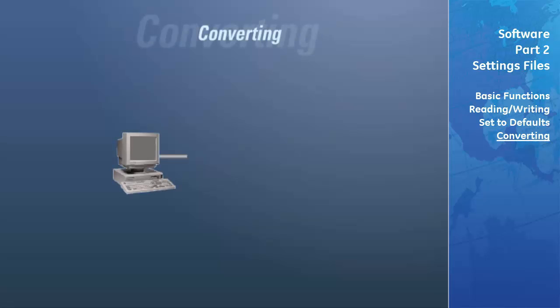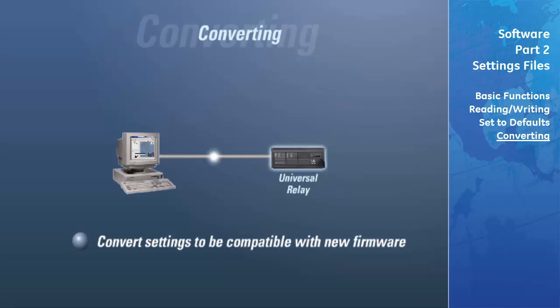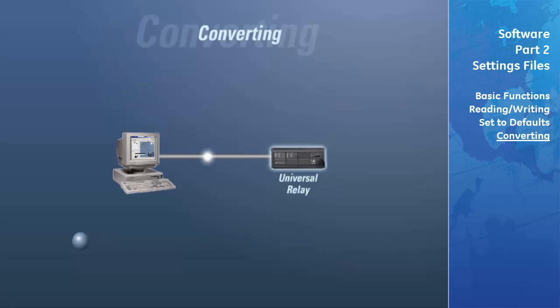When a user decides to upgrade the firmware of a relay to a newer version, one of the concerns that may arise is retaining the relay settings. To address this, URPC enables the user to convert the settings file from one firmware version to another. The values of the settings that are common between the versions are copied from the old file to the new file. The values of the settings that are new to the firmware upgrade are set to the default value.